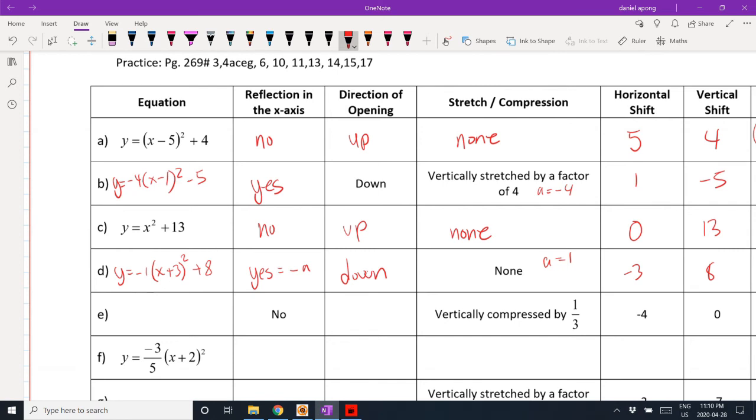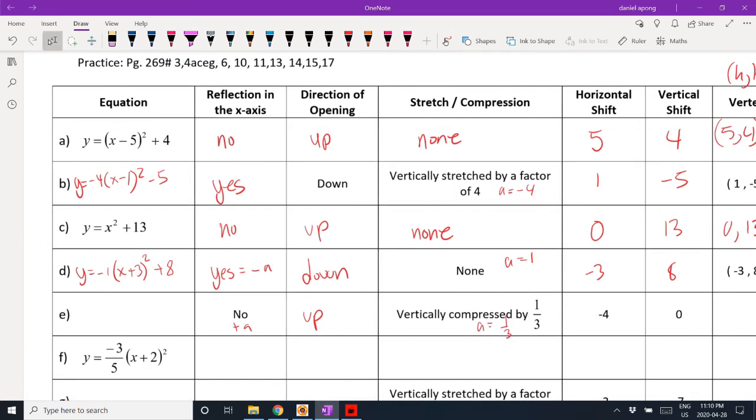Let's try E. Okay, so E says we have a vertical. So let's look at the information we have. Nothing here, so there is no reflection, so that means A is positive. So positive A means it opens up. It's vertically compressed by a factor of 1/3. So we know A is actually equal to positive 1/3.